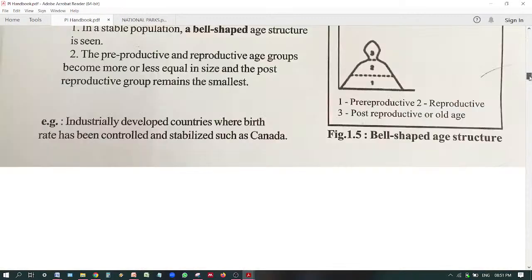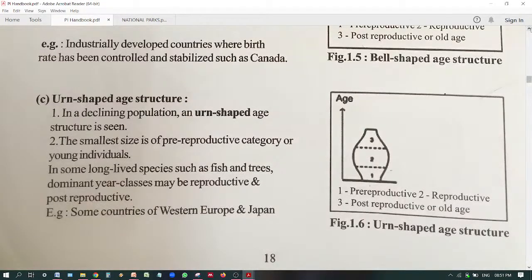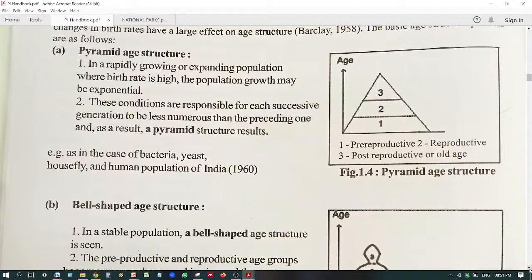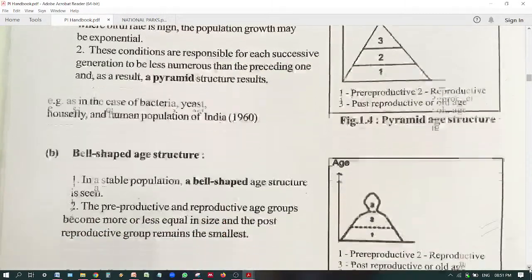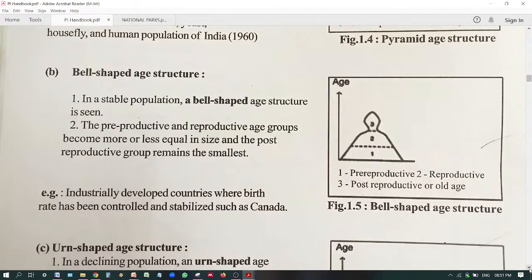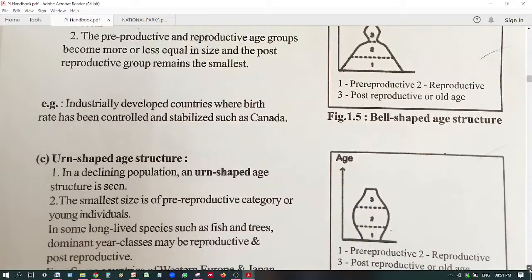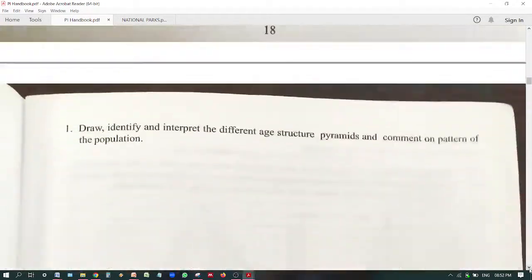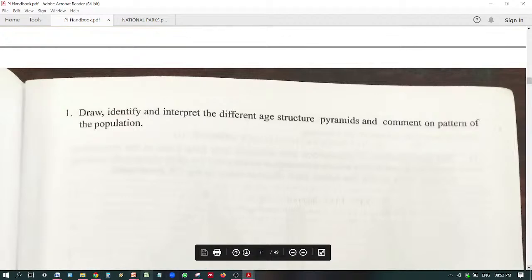So basically this type of pyramids will be given. This I wanted to tell you. See, the pyramid age structure, then the bell-shaped age structure, and the urn-shaped. So age structures are of three types. The pyramid age structure is for the developing countries. Then the bell-shaped structure is for the developed countries, where the numbers of reproductive and post-reproductive are the same. So these are the three we have learned.